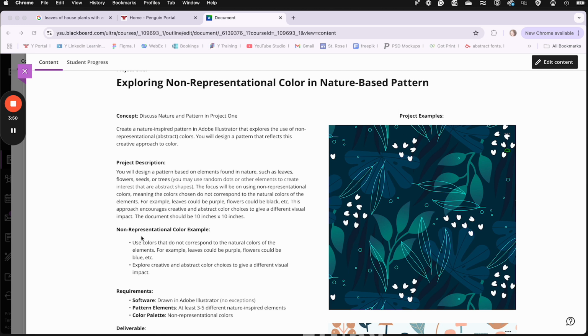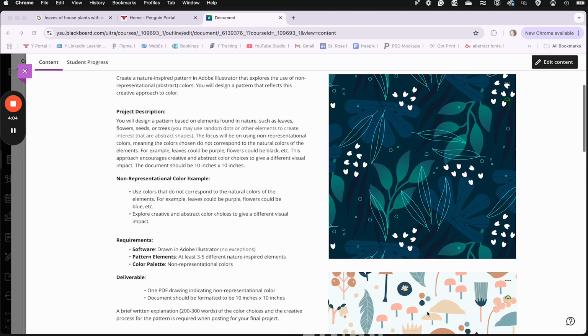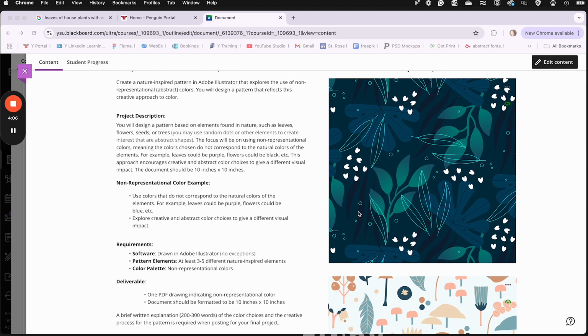You can see that we're doing non-representational color. Software is Adobe Illustrator, 3 to 5 nature-inspired elements. Again, I'm okay with simple circles or dots or clusters of dots to add in as filler. Those would not be considered an object. You can see that this is a leaf pattern, this is a leaf pattern, this is a leaf pattern, and even these black shapes here.